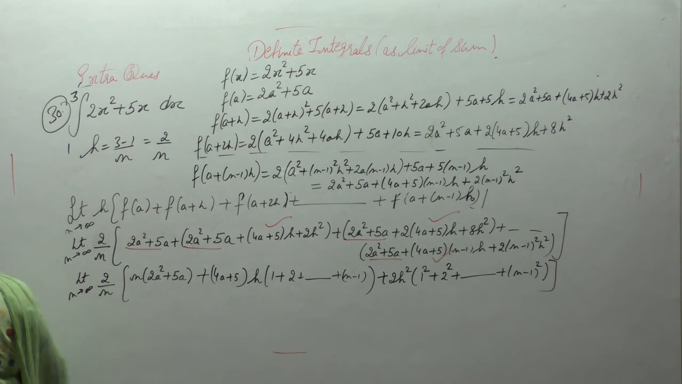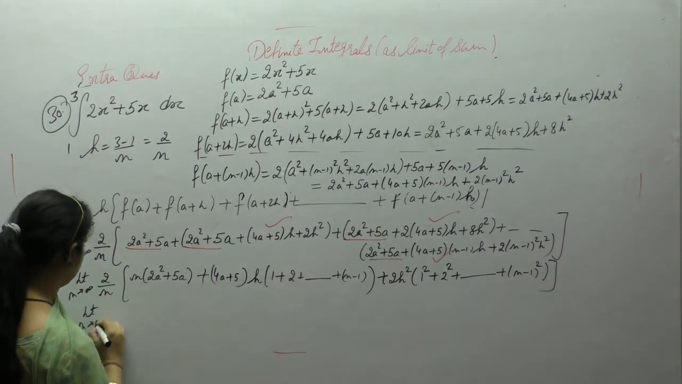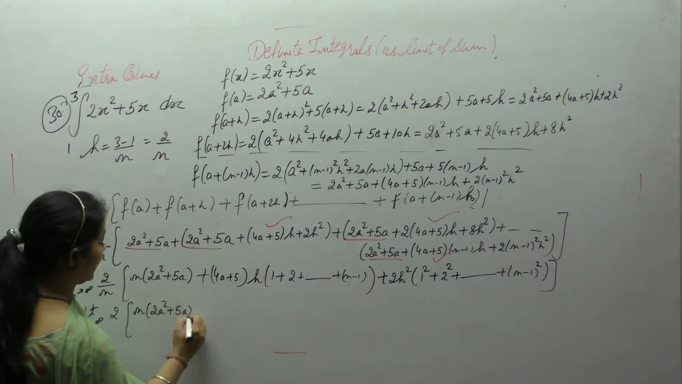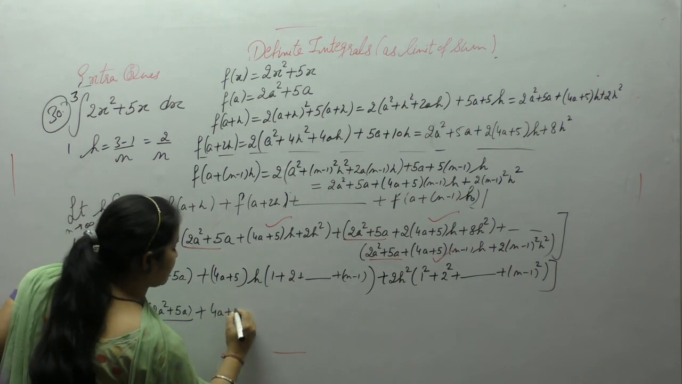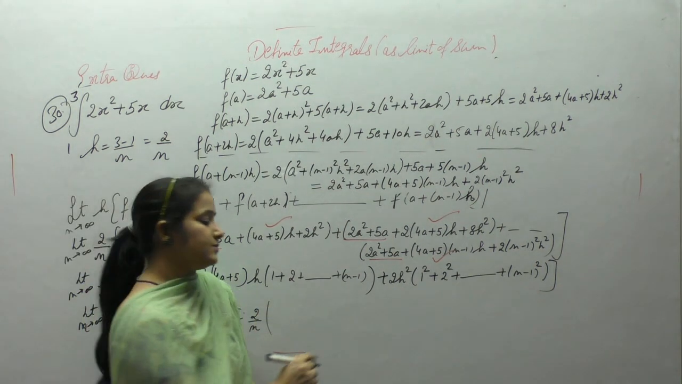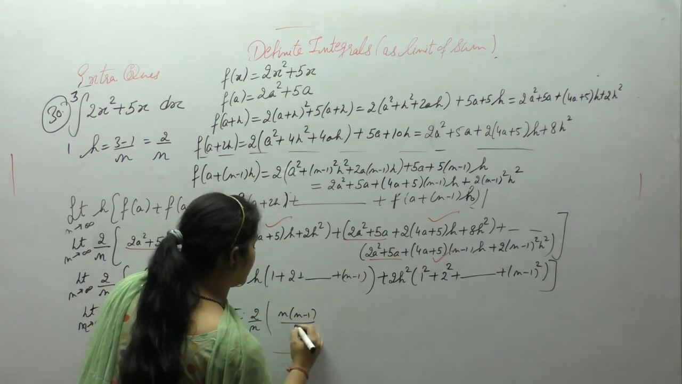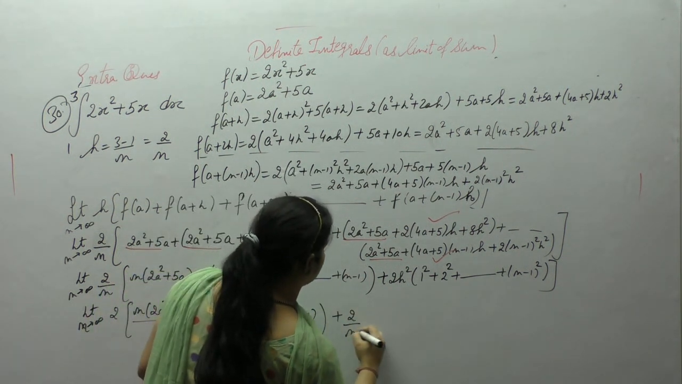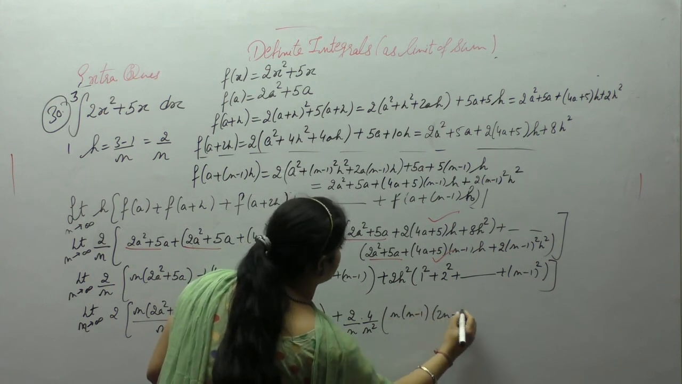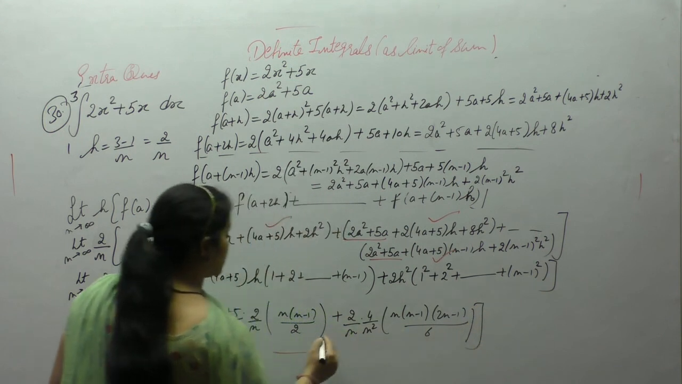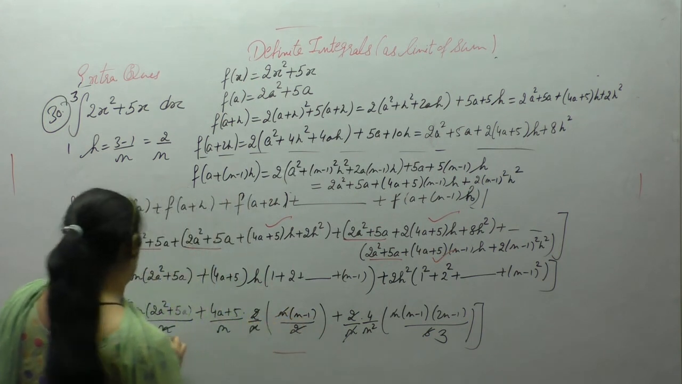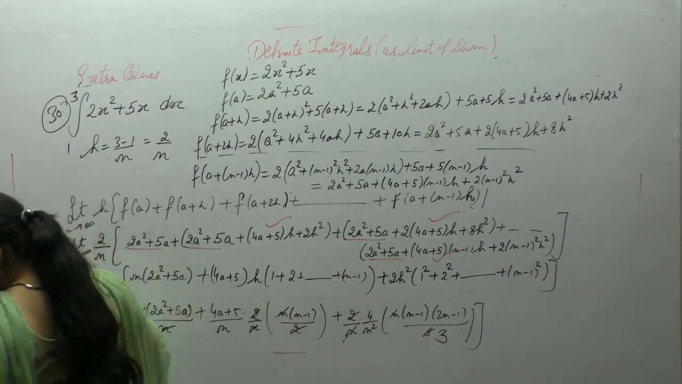Now apply the formulas for all the terms. Limit n tends to infinity, n into (2a square plus 5a) by n, plus (4a plus 5) by n. What is the value of h? 2 by n. Sum of n minus 1 terms of AP is (n minus 1) by 2. Then 2 by n, h square is 4 by n square. Sum of squares of n minus 1 terms is (n minus 1)(2n minus 1) by 6. Whichever terms cancel, we will cancel them.